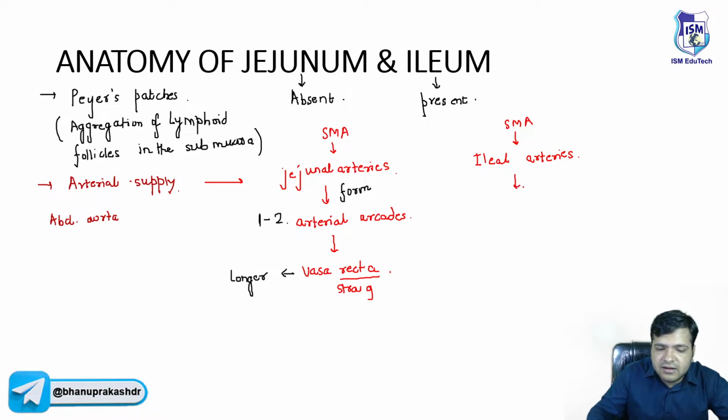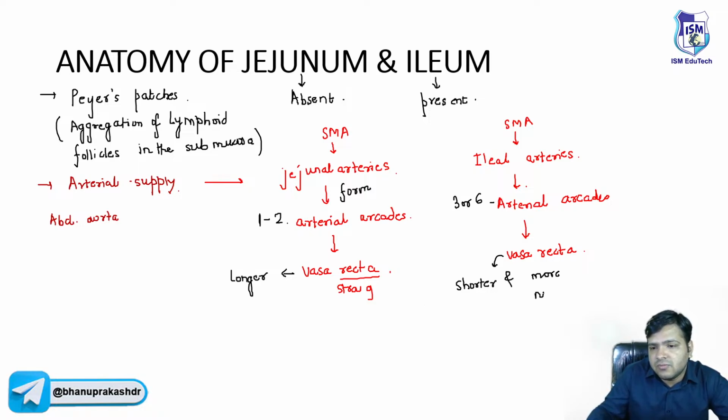Now these ileal arteries will also form arterial arcades, and these arterial arcades will land up in vasa recta, the straight vessels. So remember, beta, what is the difference in the arterial arcades of the ileum? They are actually up to three or six, whereas the vasa recta is shorter in length, and it is more numerous.